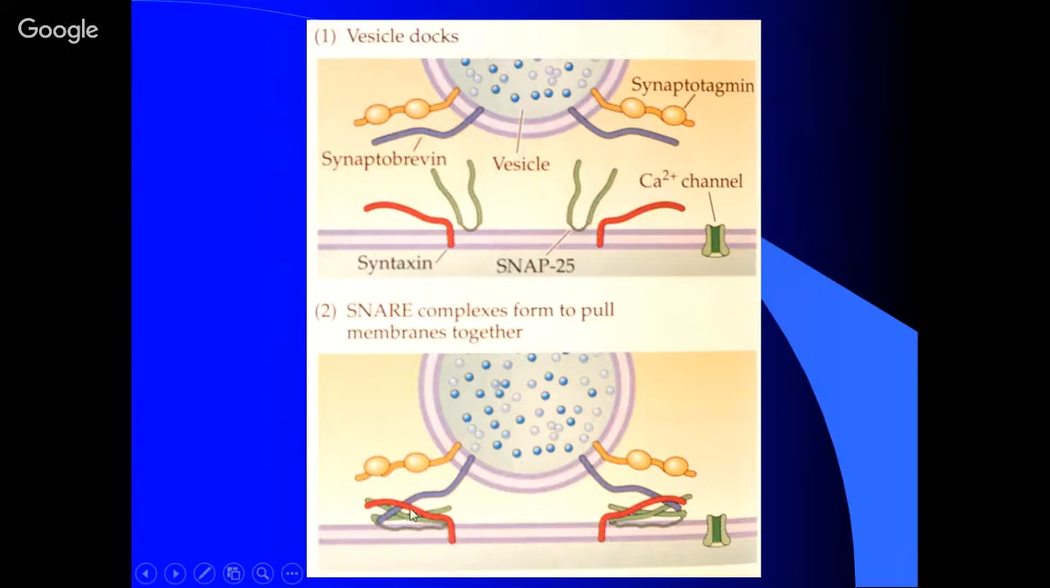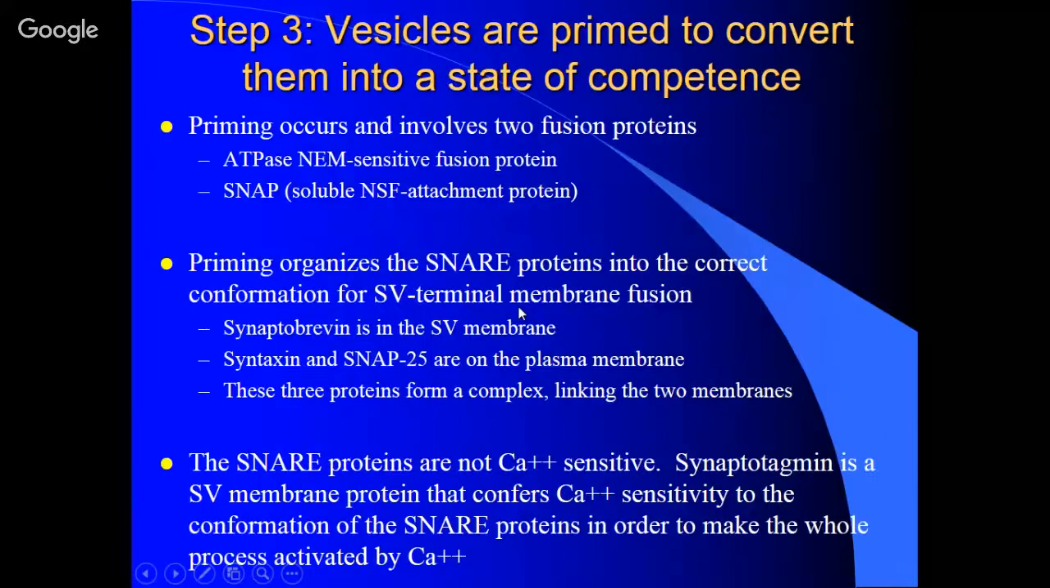Here's the syntaxin. Here's the synaptobrevin. They're intertwined, and really holding them together and electrostatically bound to the membrane is the SNAP25. So these are all ready. This is what we've just been looking at. I'm not going to say it over again.